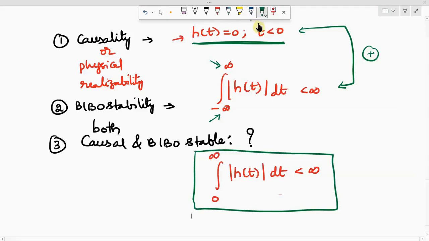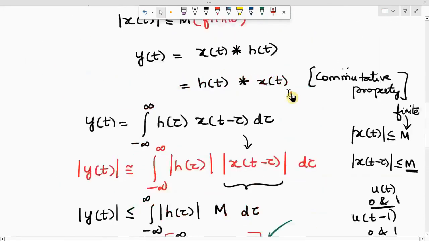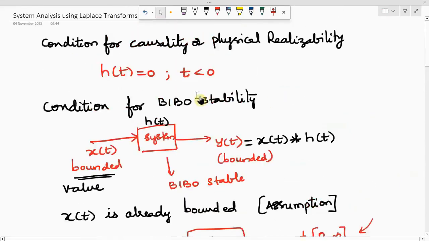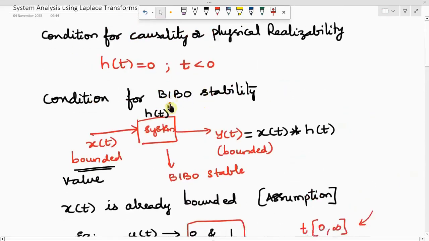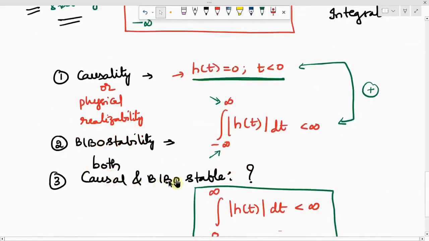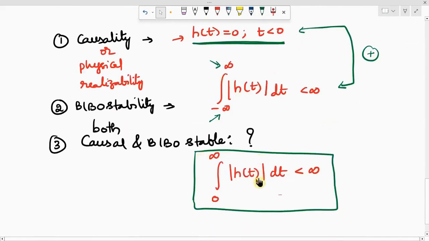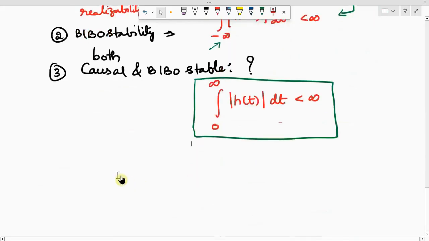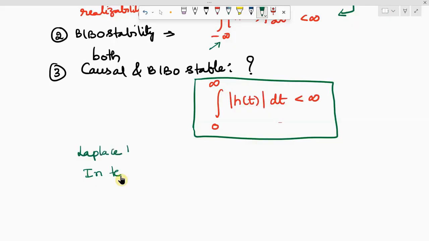Yes, sir. Okay. So we will have a continuation for this in the next class. The continuation is the conditions we wrote now for causality or physical realizability, BIBO stability, and both causality and stability in terms of impulse response. In the next class, we will write the conditions in terms of Laplace transforms, because we have the knowledge of Laplace transforms now. Laplace transforms can be used for commenting on the nature of systems. This I have already mentioned.